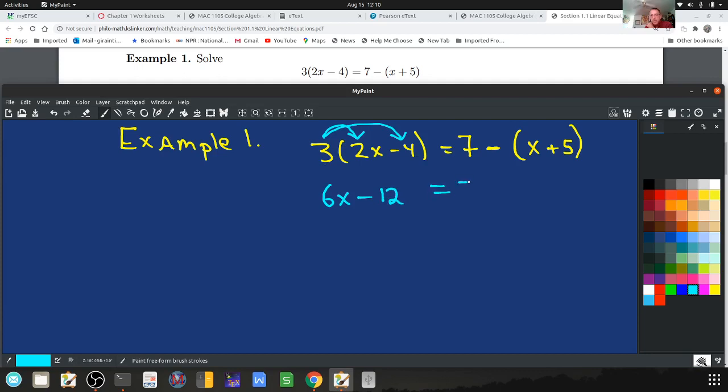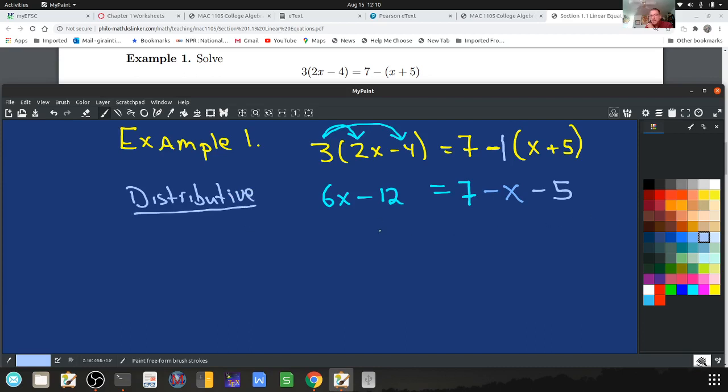Over here, 7 is going to stay put. This is the same as minus 1 times x plus 5. So that's minus 1 times x, which gives me a minus x, and minus 1 times 5 is minus 5. So that's the first step. I use the distributive property, and I'm not going to go over that because it's assumed you know what that is.